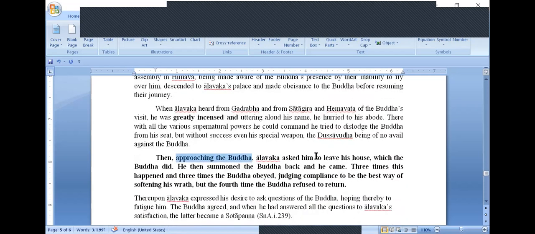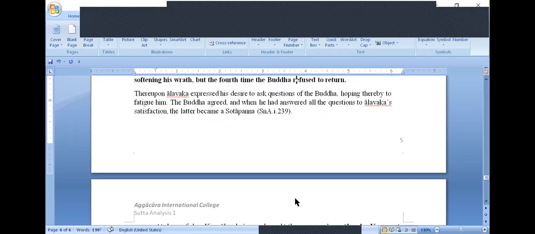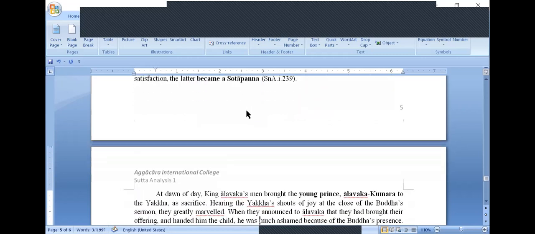He approached the Buddha. He asked him to leave the house, which the Buddha did. Then he summoned the Buddha back and he came. So three times, right? Three times the Buddha went out and came back. So three times the Buddha obeyed, right? Because he asked, the Buddha understood that by following the order of this Alavaka, the yaka would reduce his anger. So the fourth time, the Buddha refused to return. Then the Alavaka asked the Buddha some questions. So this happened in the poem there. So finally, at the end, when the Buddha answered all the questions, the yaka became a sotapanna, right?